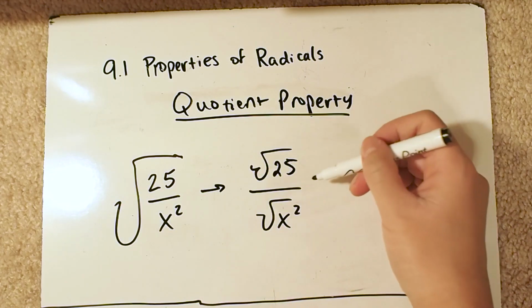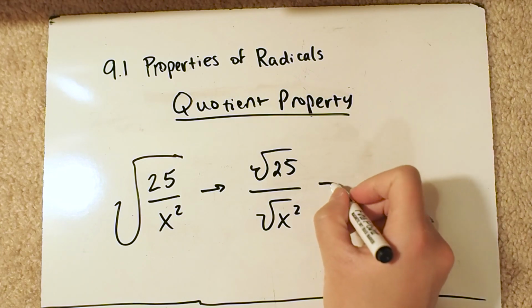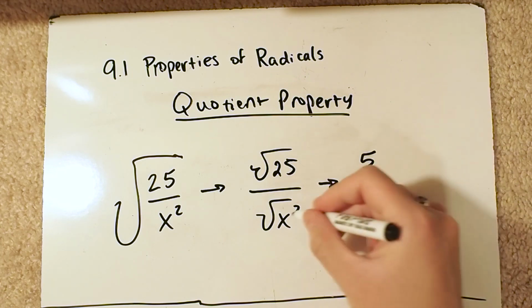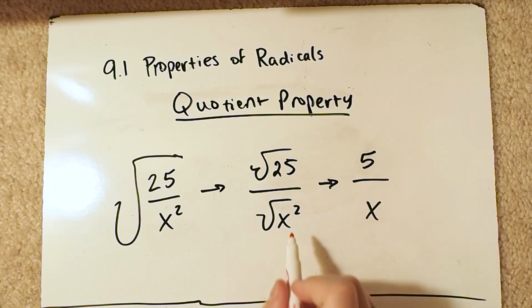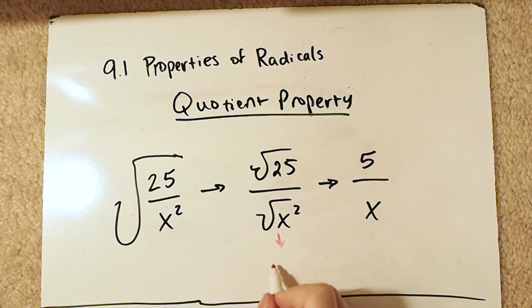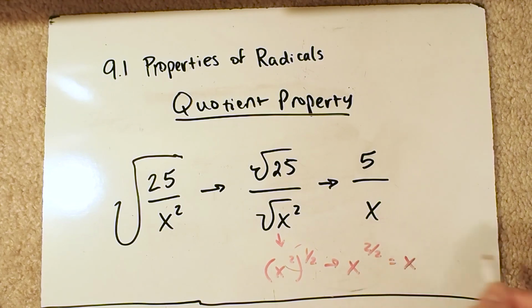So what I've done is I split it into two pieces, the square root of 25 over the square root of x squared, which then becomes 5 over x. If you're wondering how I got x, let's go back to what we talked about just a minute ago. The square root of x squared is the same thing as x squared to the 1/2. And when we're working with exponents, to simplify a power being raised to a power, you just multiply them together, and you get x to the 2 over 2, which is just x.